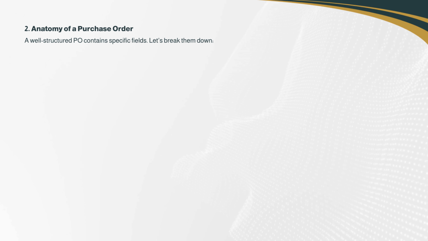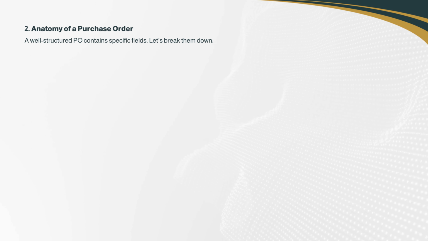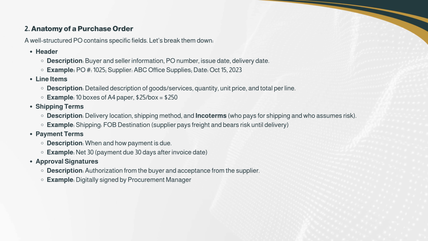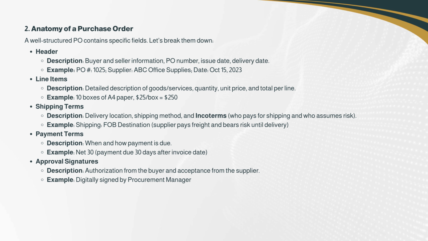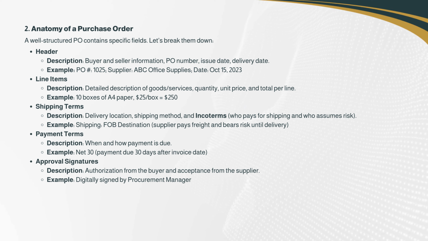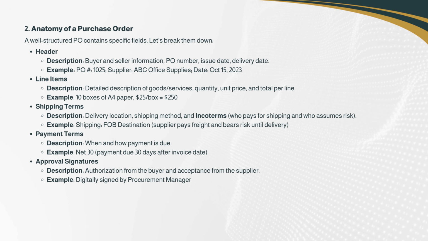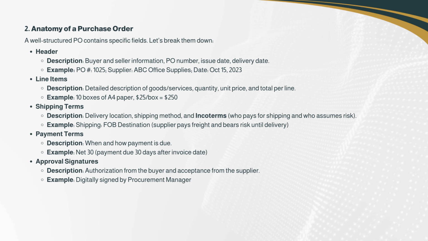2. Anatomy of a purchase order. A well-structured PO contains specific fields. Let's break them down. Section, description, example. Header: buyer and seller information, PO number, issue date, delivery date. PO #1025, supplier ABC Office Supplies, date October 15, 2023.